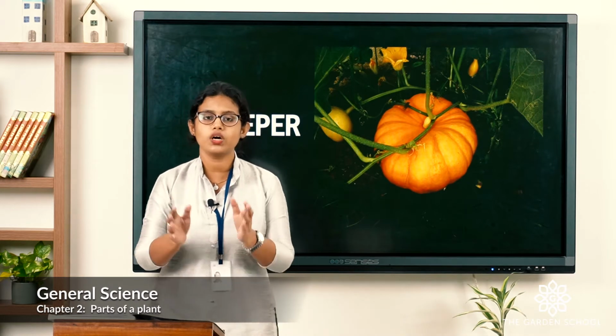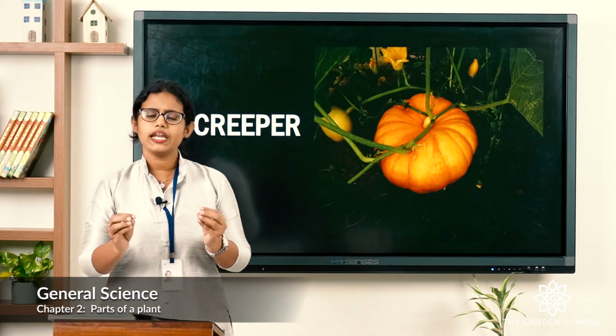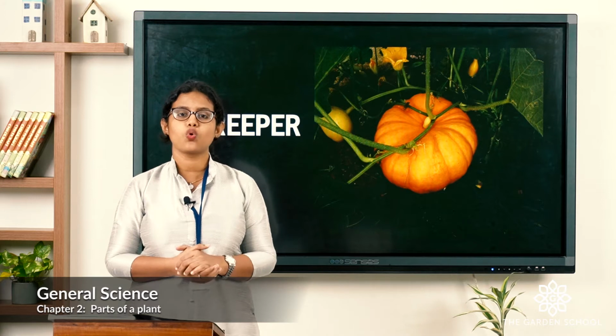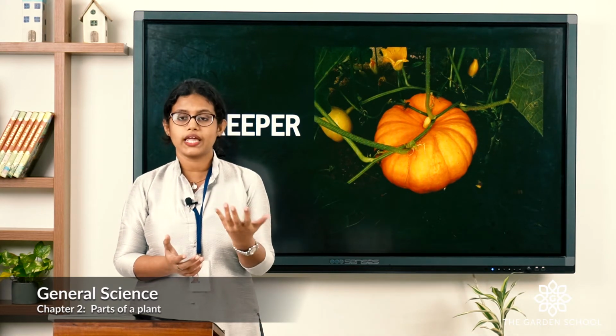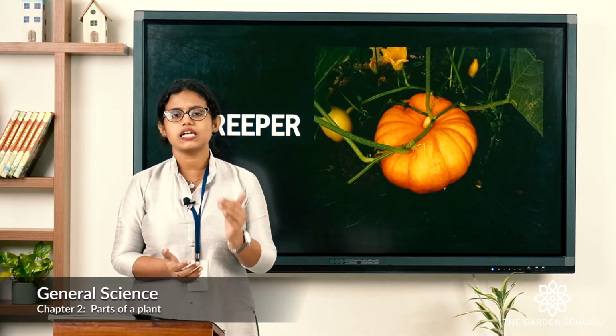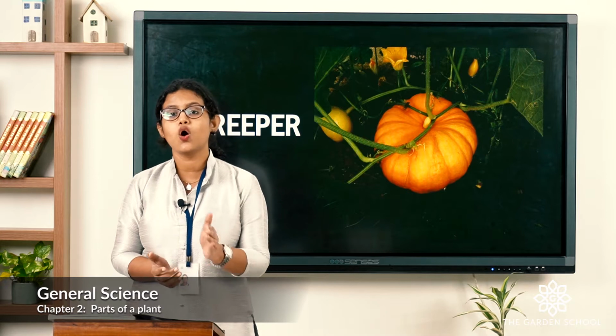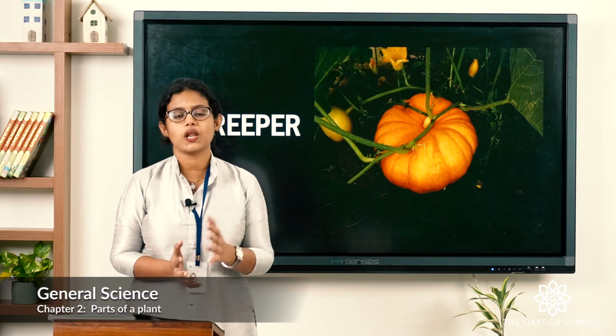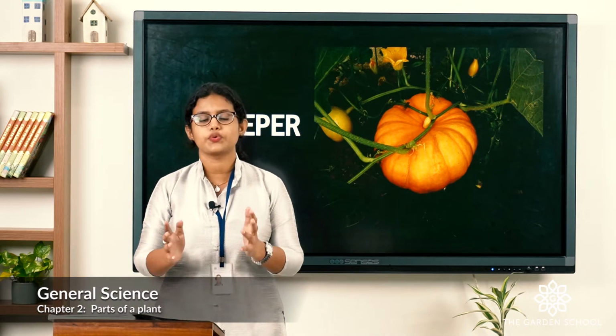So next, let's see about the next kind of plant, that is the creeper. Have you heard about the word creeper? There are plants which cannot grow straight on their own. Or we can say there are plants which can't stand straight on their own. So such plants grow along the ground. So such plants are called creepers.